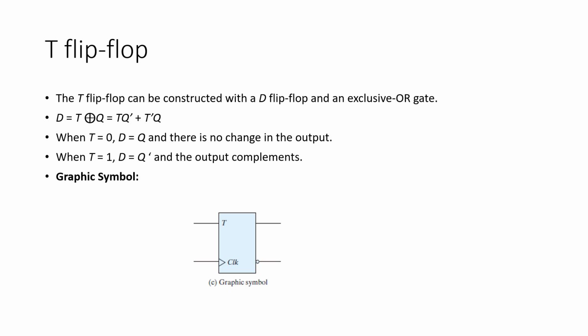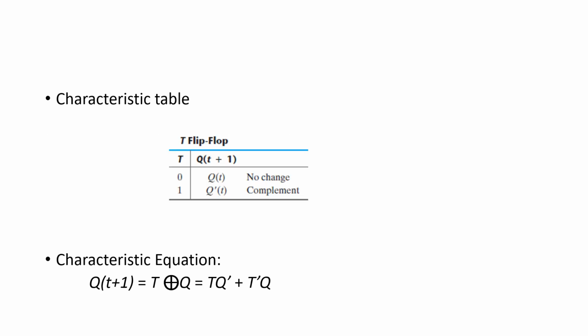Next, this is the T flip-flop. We use T equal to 0 and there is no change in the output. T equal to 1, the output is complemented. These are the characteristic tables of the T flip-flop.